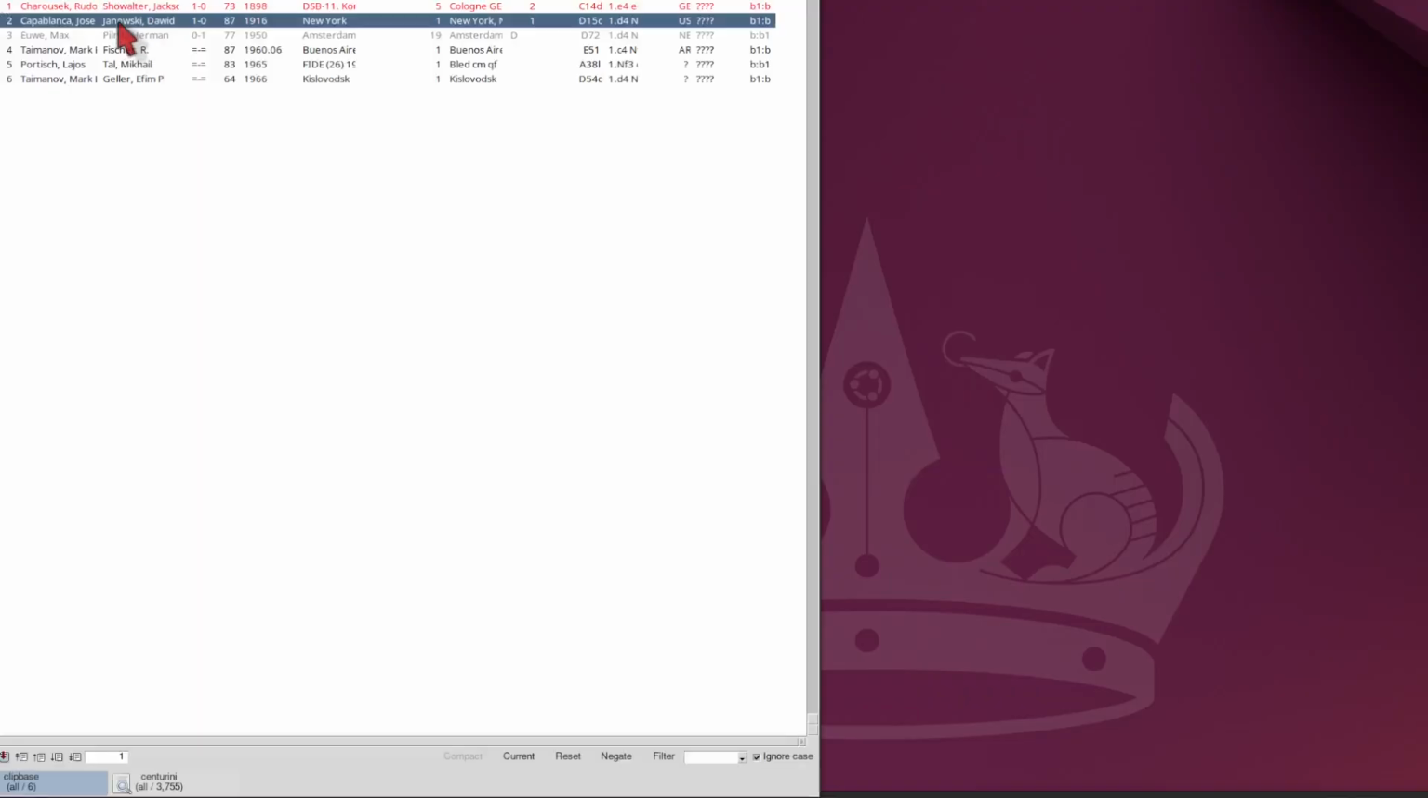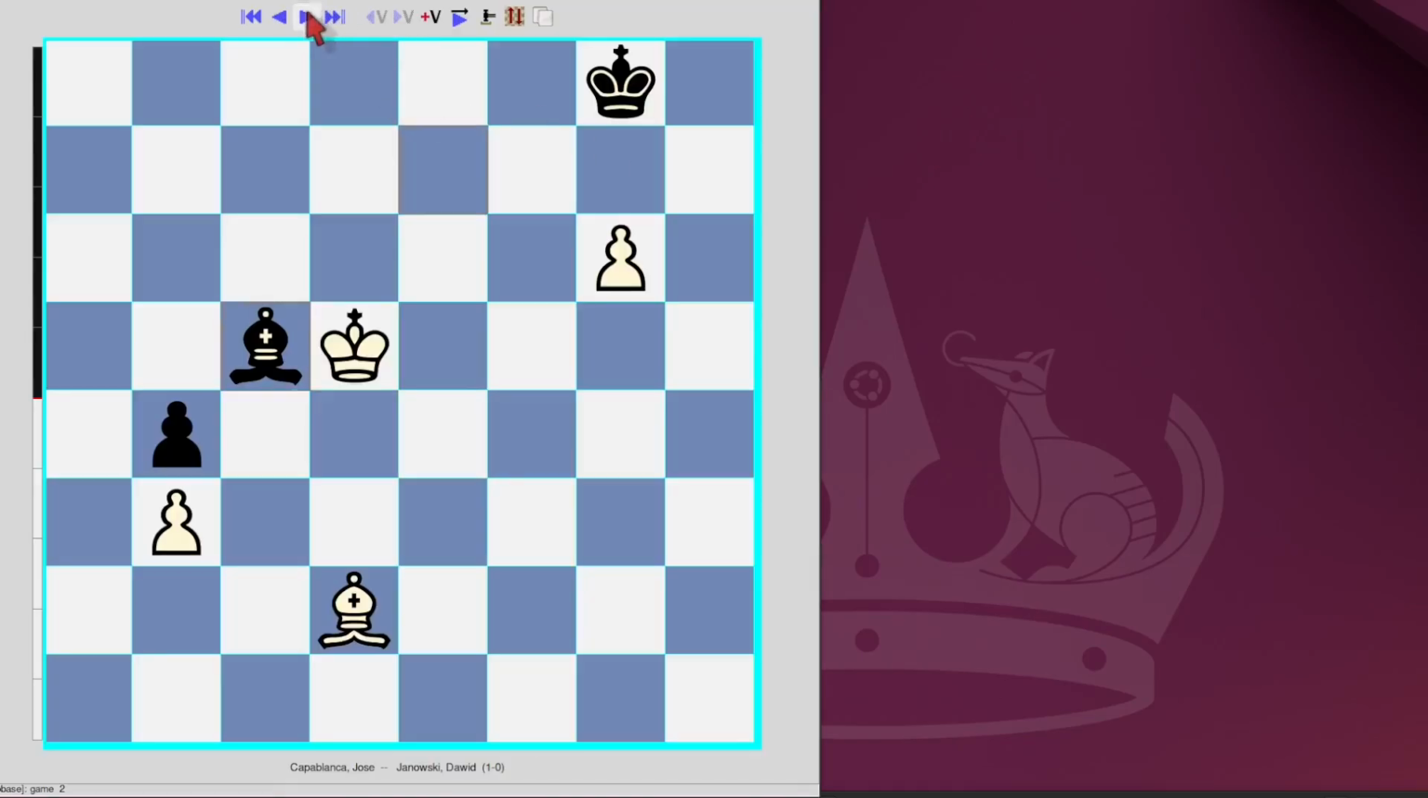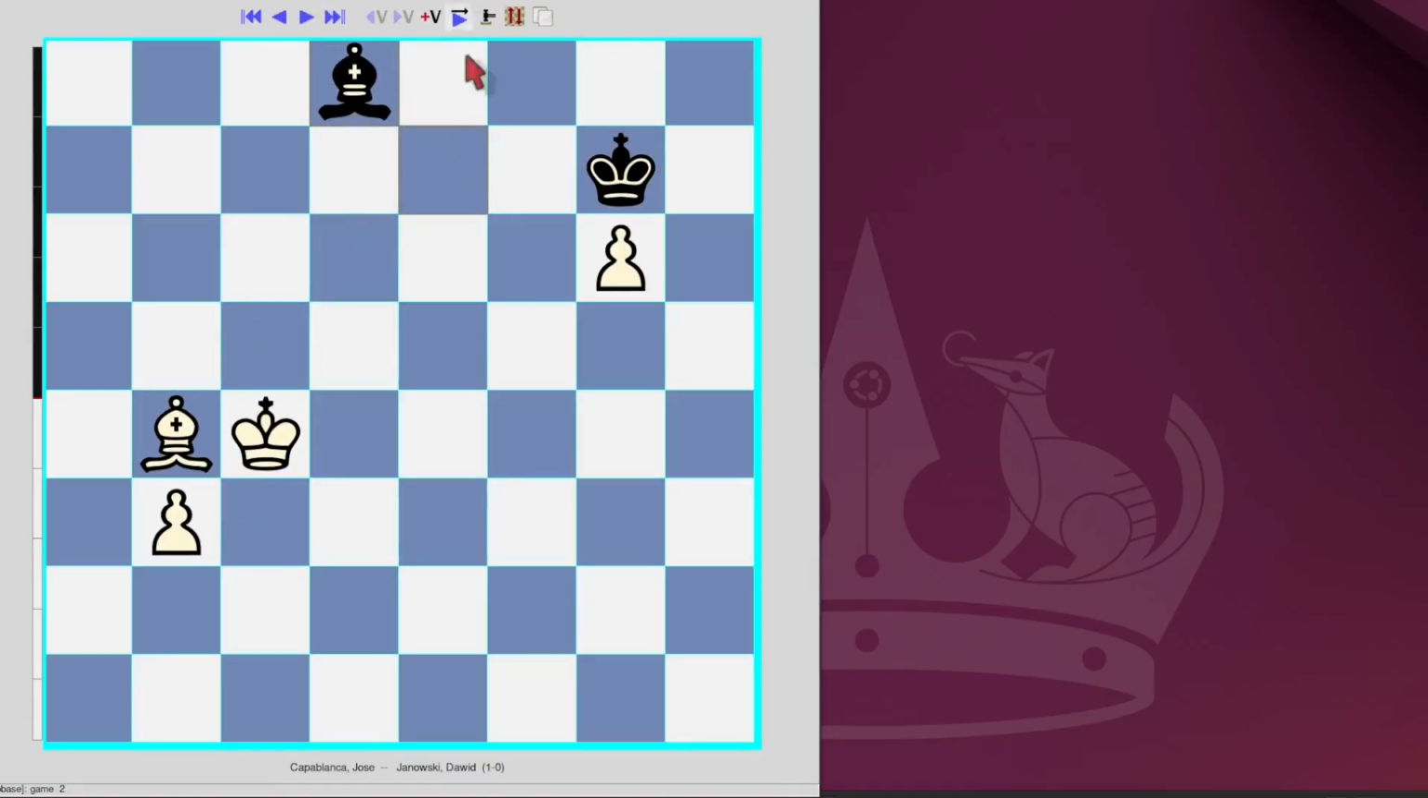Let's quickly go on to this one, which is a fascinating example. Once again, it's the same sort of situation. It was a transition from a Centurini style position, but with an extra pawn. Extra pawn's gone now.